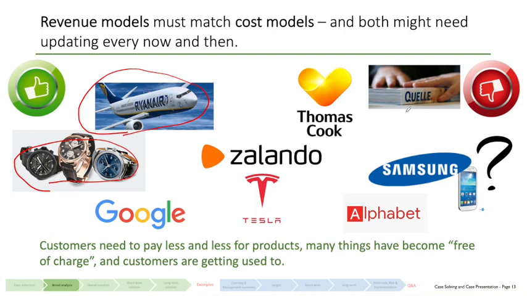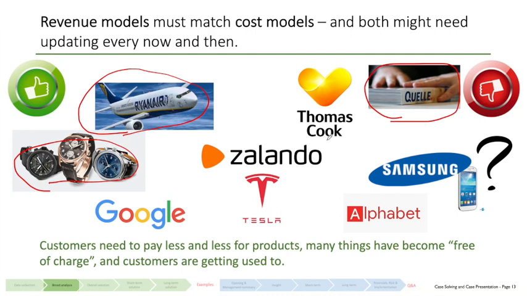On the opposite side, we have, for instance, Quelle, which was a mail order company. And mail order companies all face the same problem worldwide, which is people ordered multiple items and sent all the items back which didn't fit. Their business processes were not made to deal with returns. So the cost model for returns was way too high for the actual revenue model that they had.